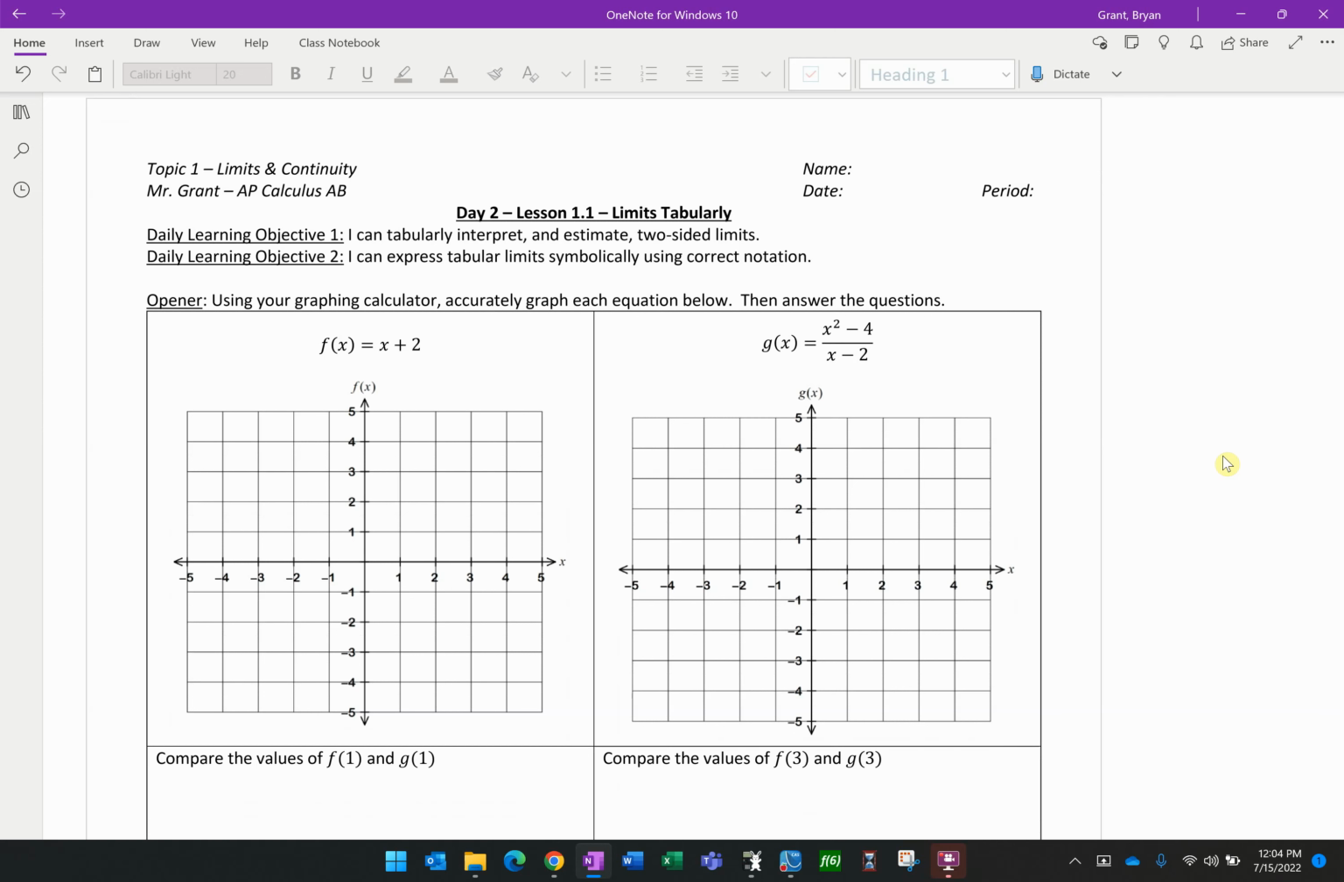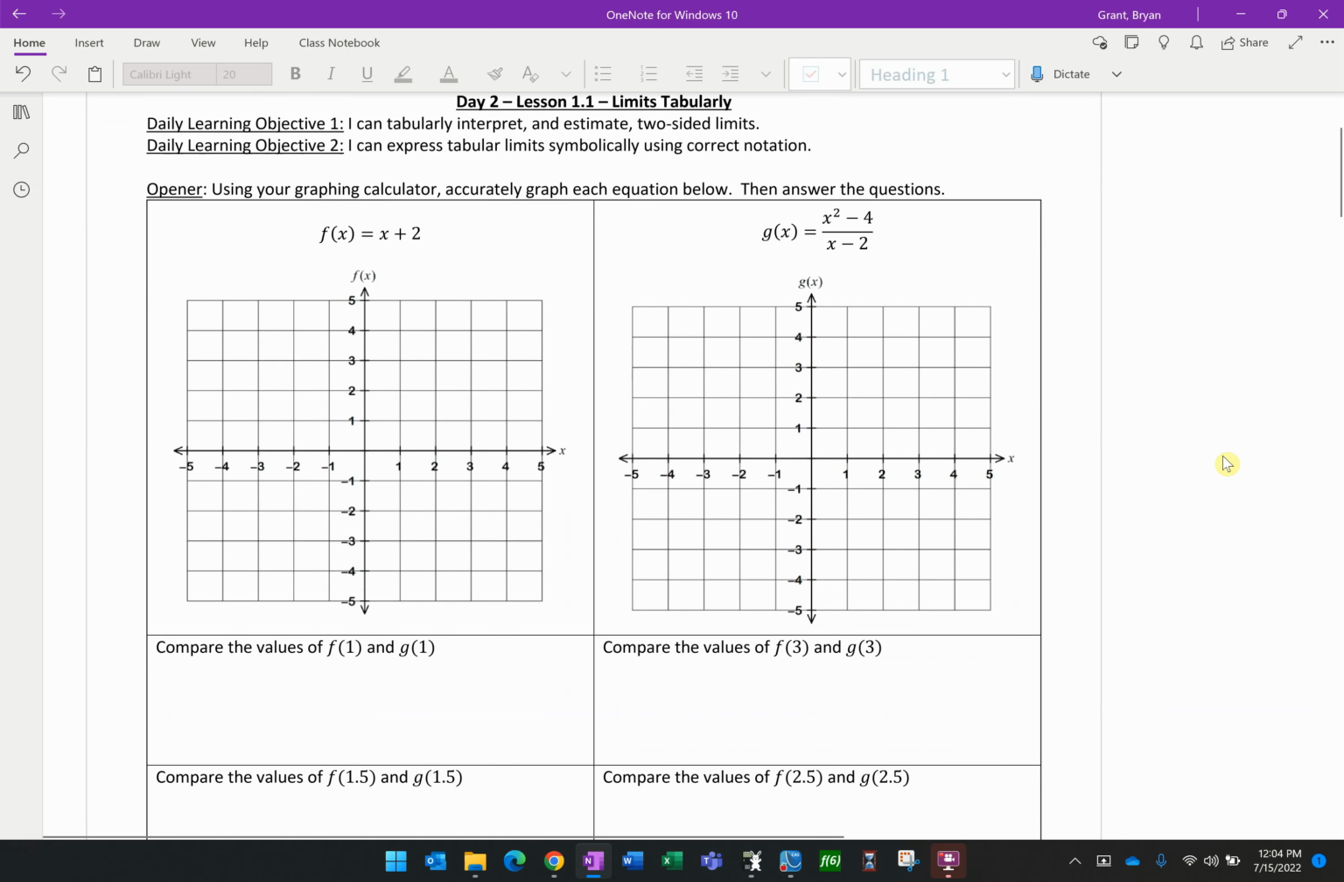We're going to talk more about the 4 ways you're expected to use your graphing calculator as you move on through, and in fact, we're going to see one of those uses right now. So to start off our lesson for today, I would like you please to quickly graph y equals x plus 2 and y equals (x squared minus 4) divided by (x minus 2).